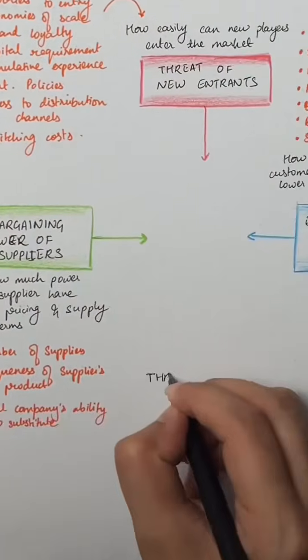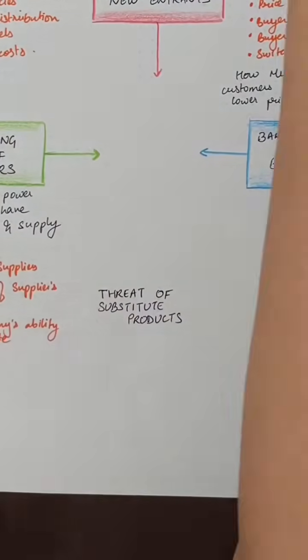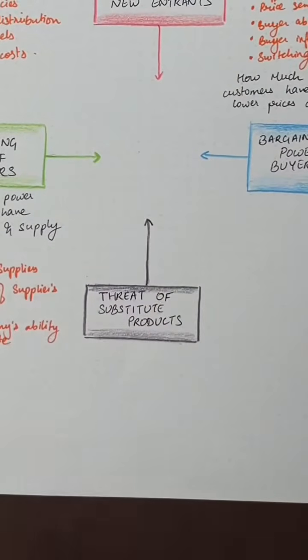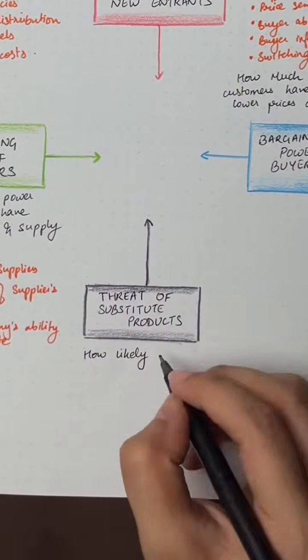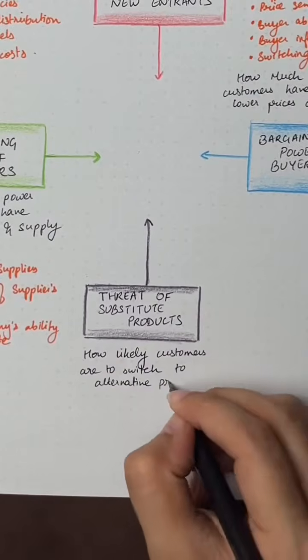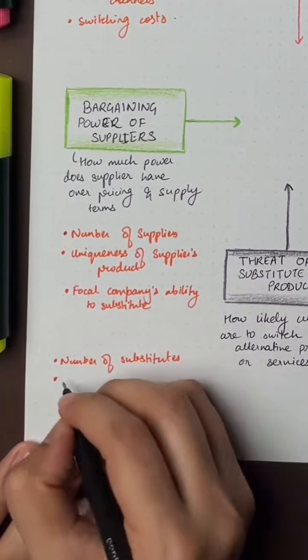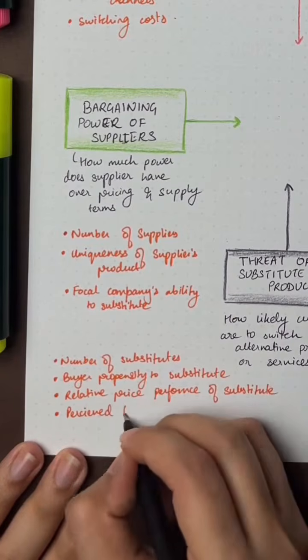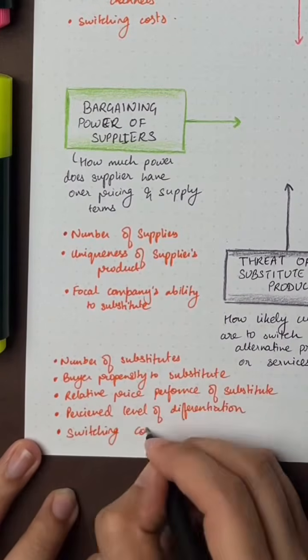Now, the next one is threat of substitute products. Basically, how likely customers are to switch to an alternative product or a service. If you are into tea, coffee can be a substitute, and are people likely to substitute? This can be determined by the number of substitutes, buyer's propensity to substitute, relative price performance to substitute, perceived value of differentiation, and switching cost again.